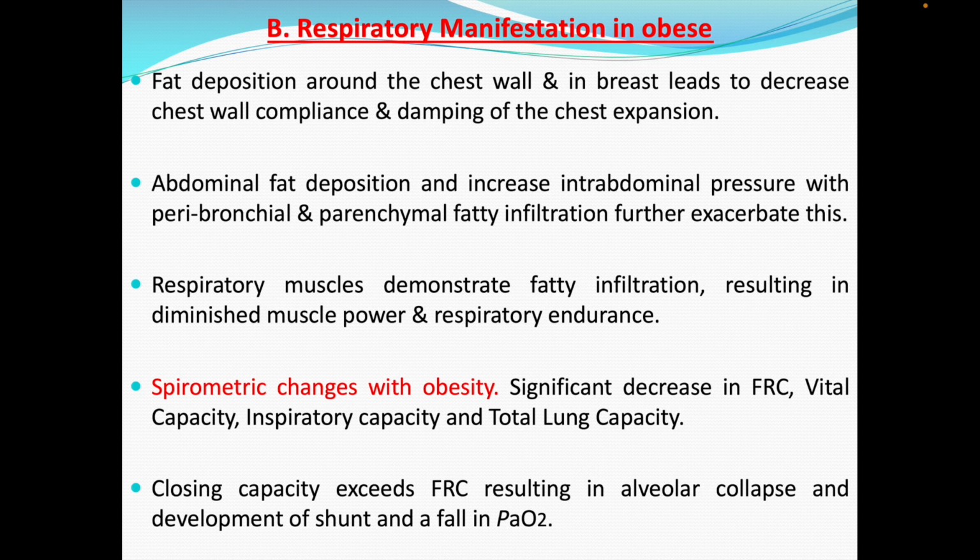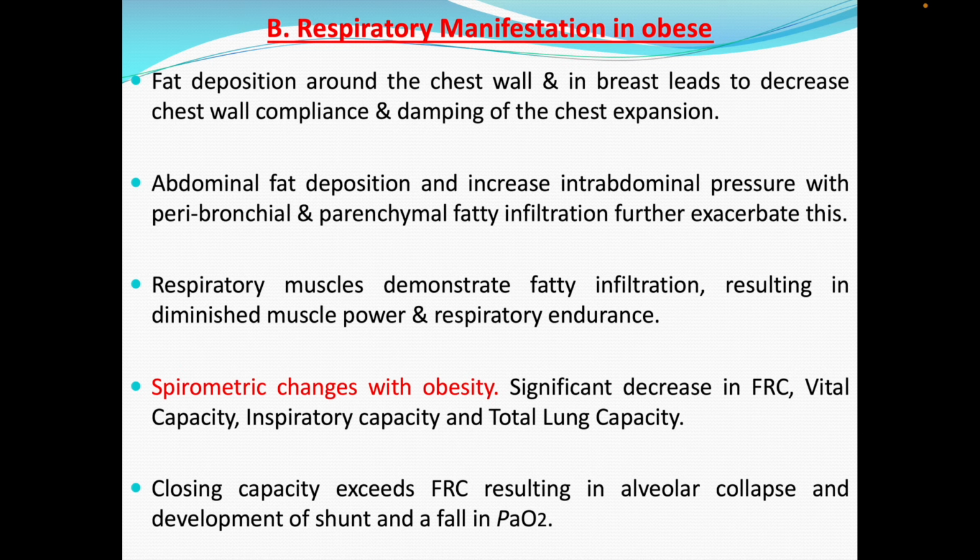Respiratory muscles demonstrate fatty infiltration, resulting in diminished muscle power and respiratory endurance. Spirometric changes with obesity: significant decrease in FRC, vital capacity, inspiratory capacity, and total lung capacity. Closing capacity exceeds FRC, resulting in alveolar collapse and development of shunt and a fall in PaO2. This will not respond to oxygen therapy because this is a shunt. Alveoli are closed and there is no air going to the alveoli. And this is not hypoxia. So it will not improve even by increasing FiO2 to 100%.